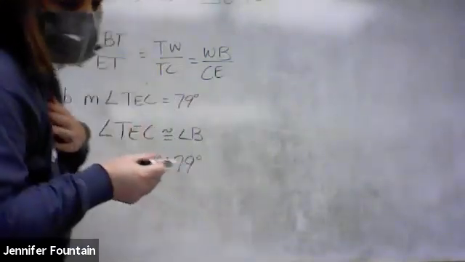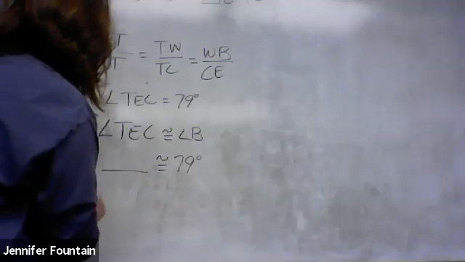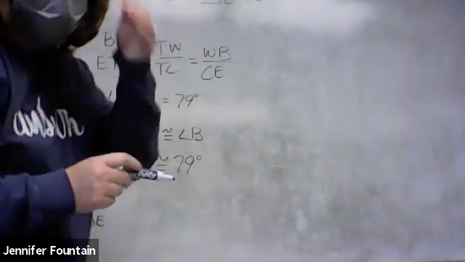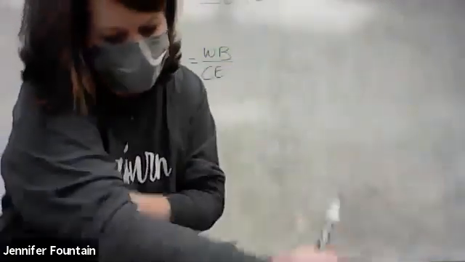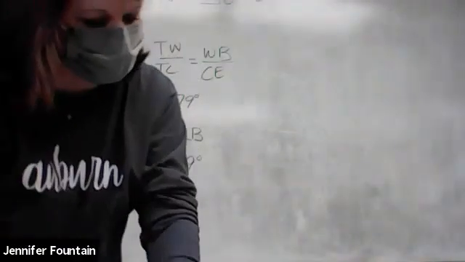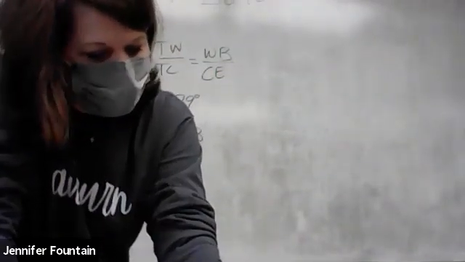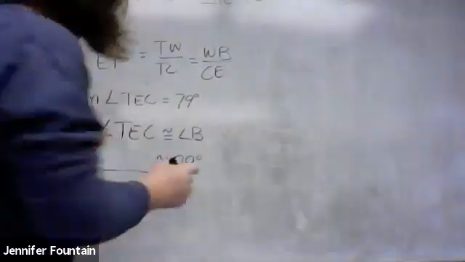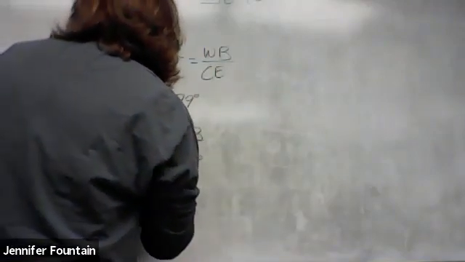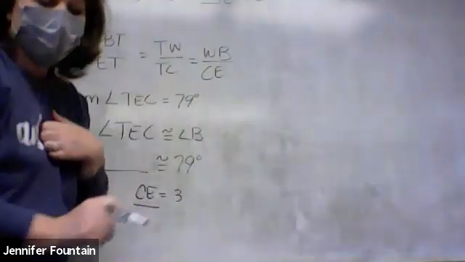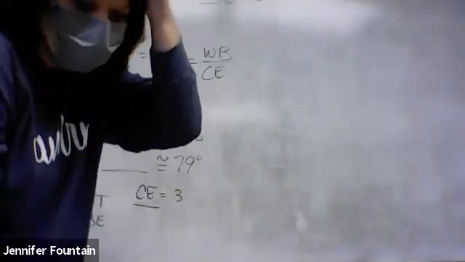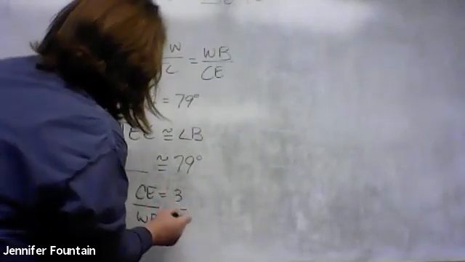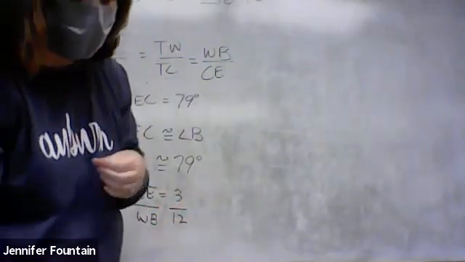Now let's go ahead and look at letter C. Find ET and BE. Okay, let's use the information that we know here. What do we know in this situation? What do we know about side CE? CE equals 3, right? So if I know CE equals 3, what side corresponds with CE? WB. And what is WB? 12. Okay, so I've got 3 over 12.